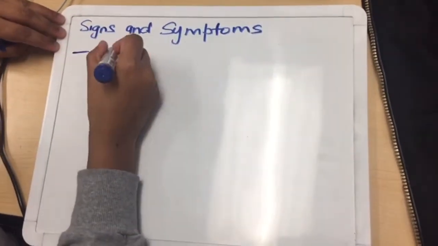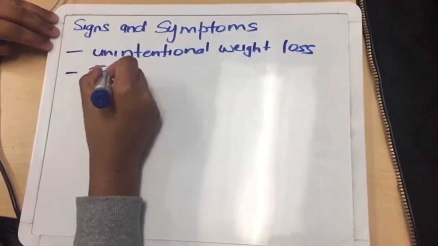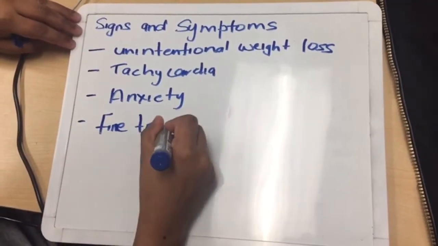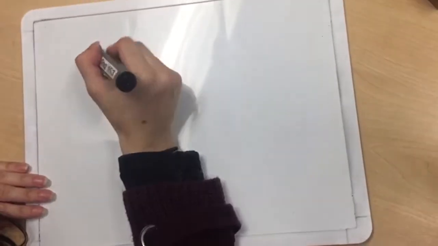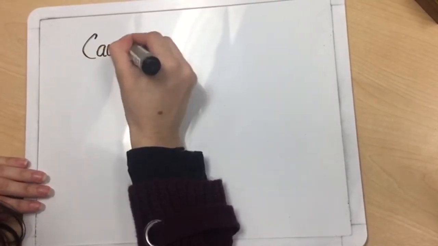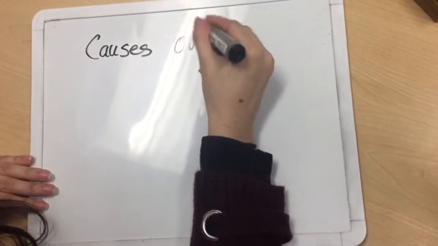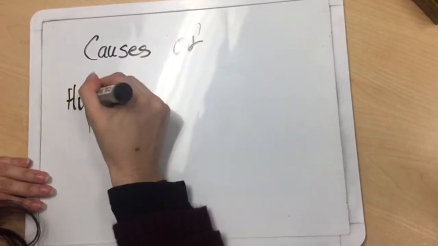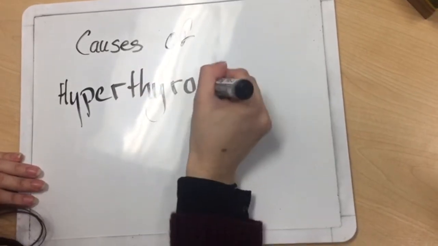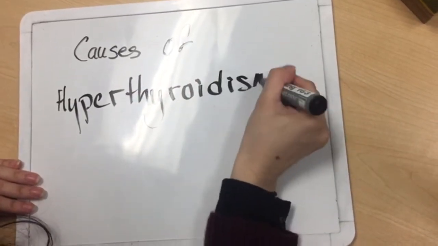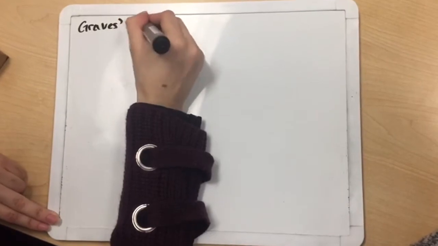Signs and symptoms: tachycardia, anxiety, fine tremors, and a wide pulse pressure that leads to hypertension, and weight loss. Hyperthyroidism happens in several different ways, but they all result in too much production of the thyroid hormones T3 and T4 in a hypermetabolic state. In the hypermetabolic state, cellular reactions are happening faster than normal.